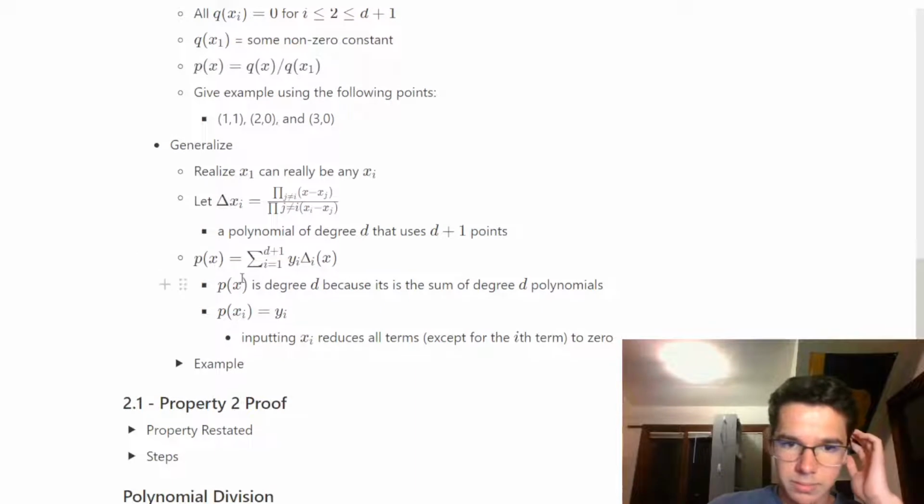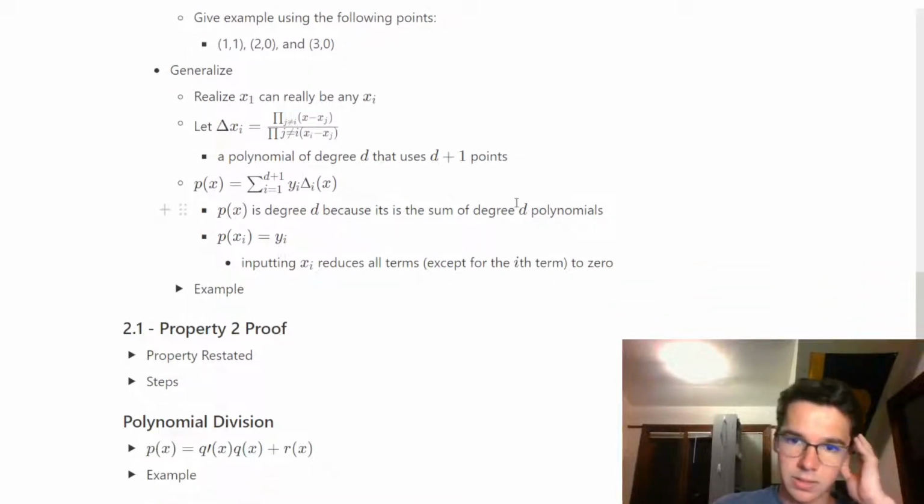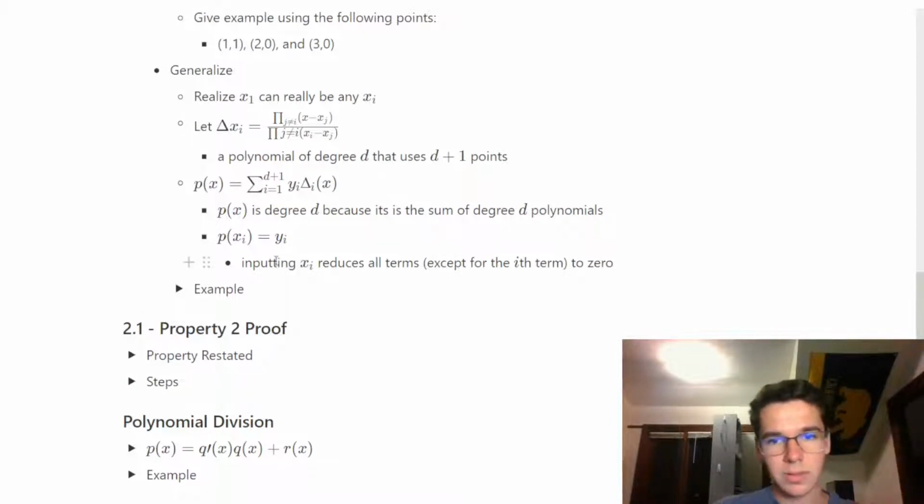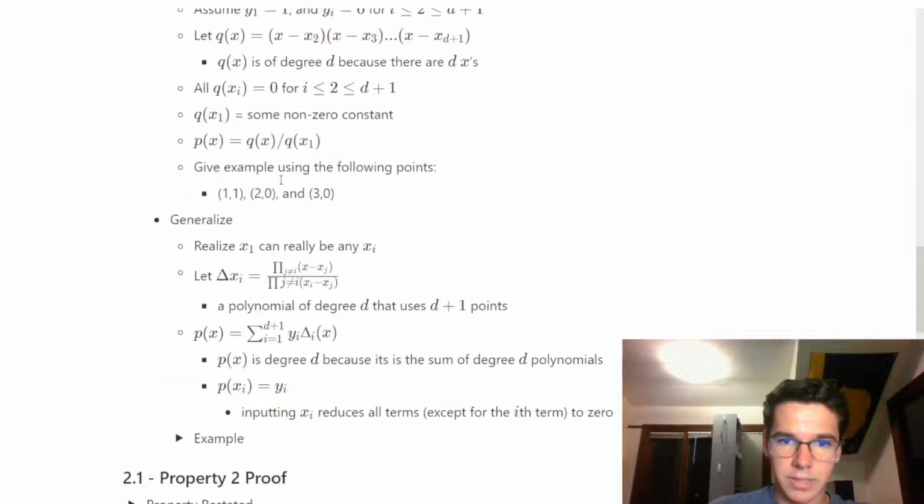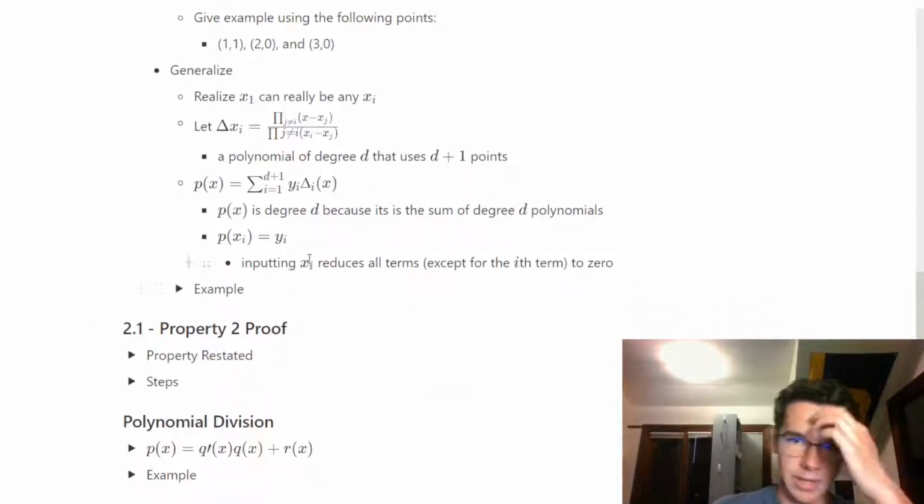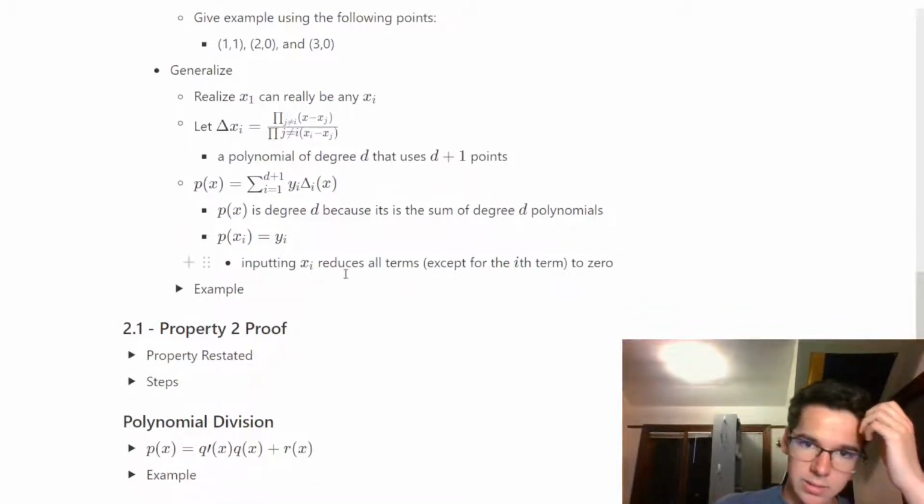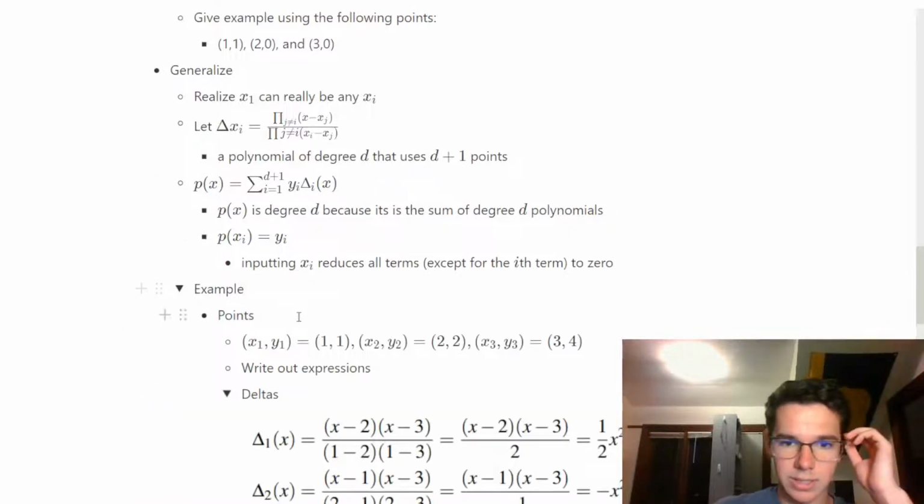Right, so basically we know that p of x is of degree d because it's the sum of degree d polynomials, and we will find out that if we evaluate every point, we're going to get its corresponding output. Because the way this is set up, as soon as we input xi, it's going to reduce out all of the other terms, and we can actually see this with an example.